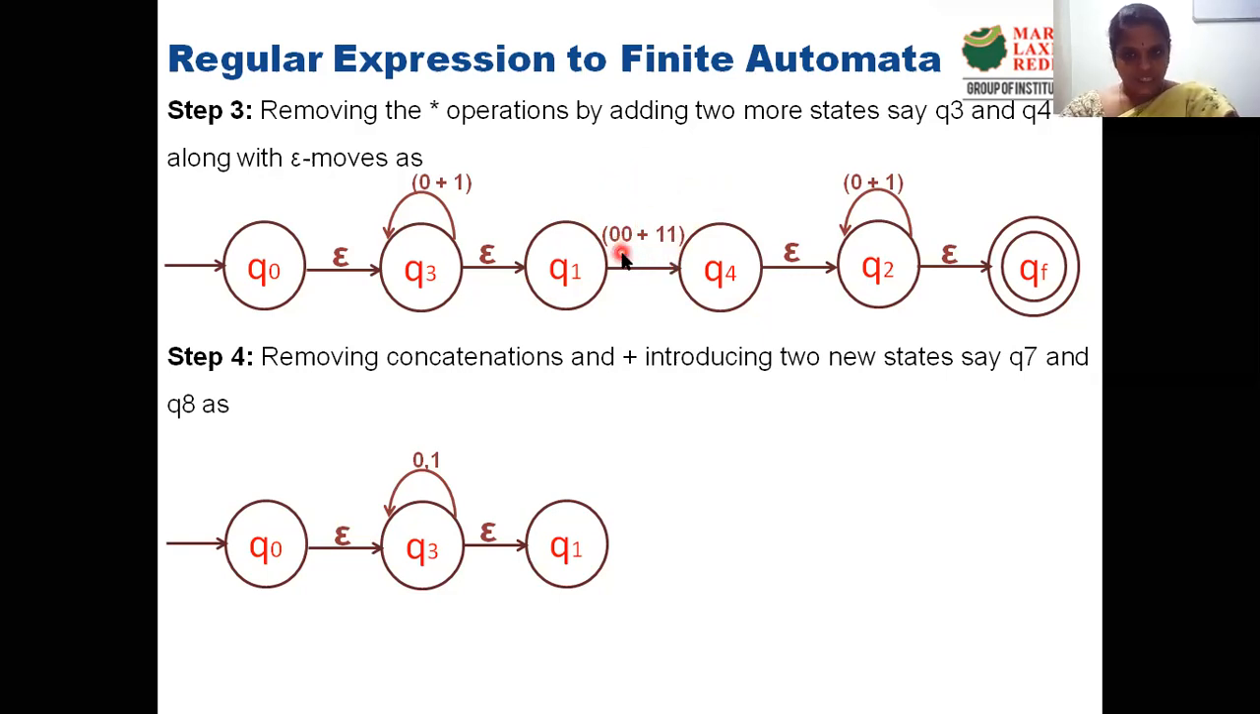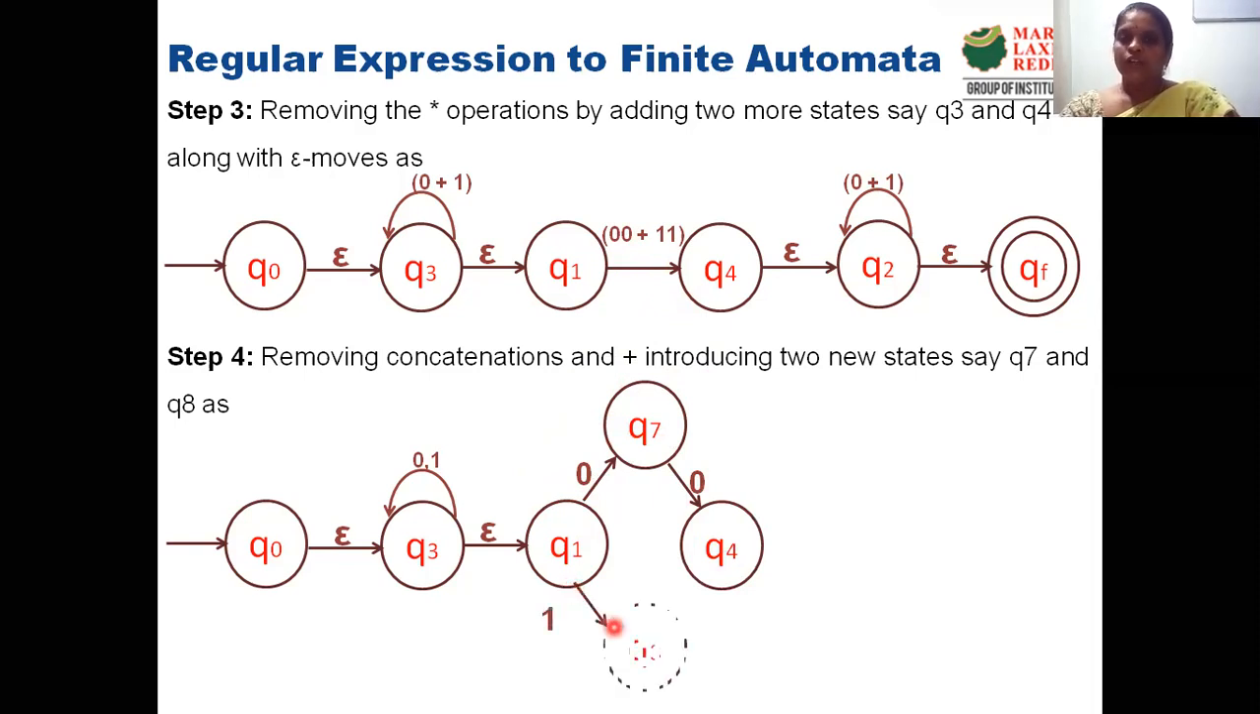So now at this stage, let us introduce, as we said here, two new states Q7 and Q8. Like Q1 on 0, it moves to the state Q7, and from Q7 on 0, it moves to the state Q4, where this is the concatenation 00. Now either 00 or 11. So from Q1 we'll move to the state Q8 on the input symbol 1, and from Q8 we'll move to Q4 on the input symbol 1.